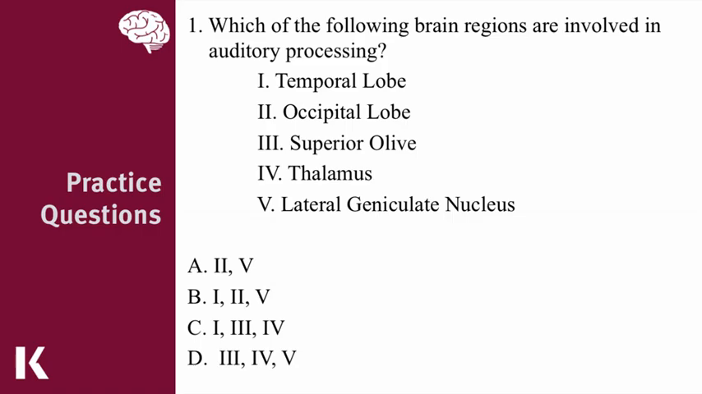Well, I think we're ready for some practice questions, such as this one, which asks us to correctly identify the structures that are involved in auditory processing. And the correct answer is C. The temporal lobe, superior olive, and thalamus are involved in auditory processing, while the occipital lobe and lateral geniculate nucleus are involved in visual processing.